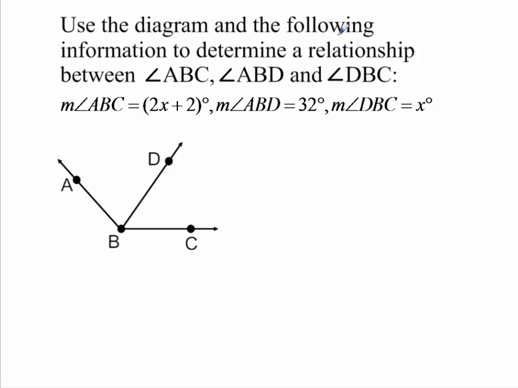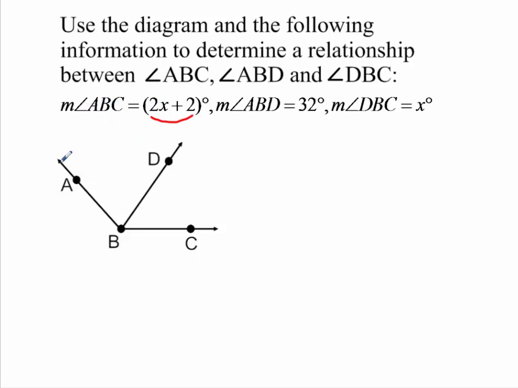Use the diagram and the following information to determine a relationship between angle ABC, angle ABD, and angle DBC. So here we're told the measure of angle ABC is equal to this expression. So we're going to use this expression here to represent the measure of angle ABC. So where is angle ABC?